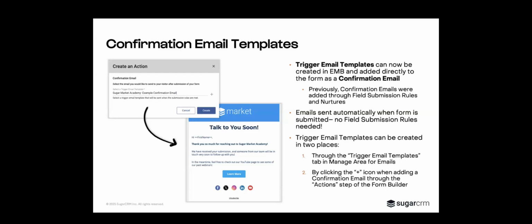but you can create them one of two ways. One is that you can go into your manage area for your emails, and on the little sidebar where it shows you, emails, email templates, alert templates, all of that stuff, there will be an option for trigger email templates, and you can create it directly in there. Or when you're actually creating your form, there's going to be an option where there's a little plus sign where you can create that trigger email template directly from the form itself.